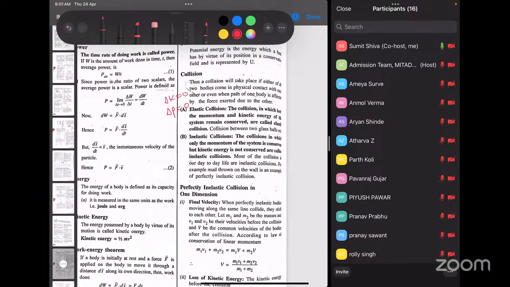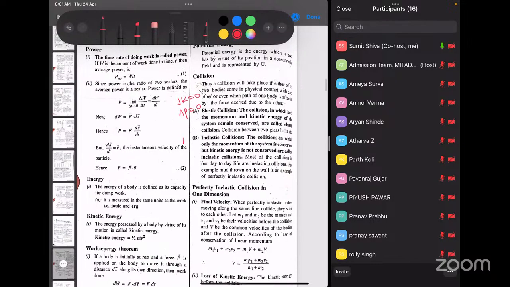And in case of inelastic collision, delta p will be 0, which means linear momentum will be conserved, but we are not sure about the kinetic energy. In inelastic collision, kinetic energy delta k is not equal to 0. In inelastic collision, kinetic energy will change. So we have two types of collision: elastic collision and inelastic collision.